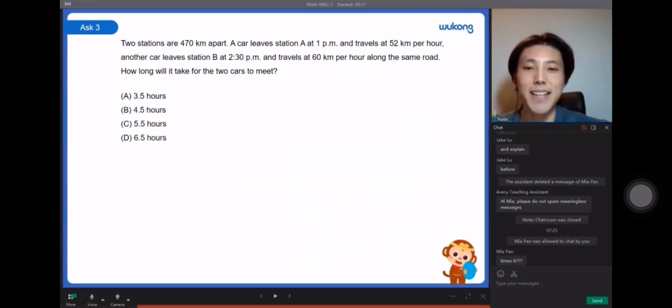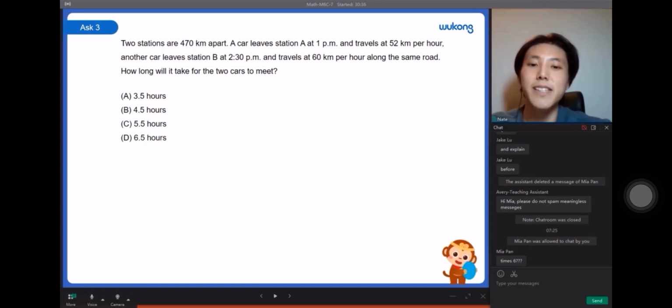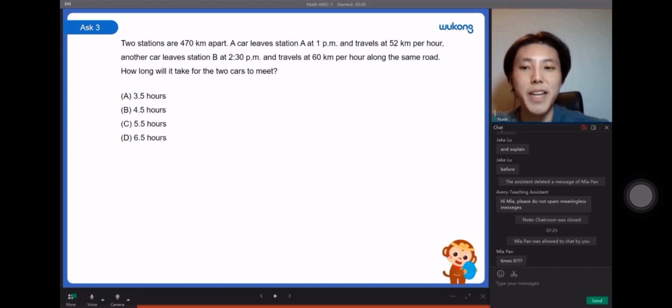Now, two stations are 470 kilometers apart from each other. Car A leaves station A at 1 p.m. and travels at 52 kilometers per hour. Another car leaves station B at 2:30 p.m. and travels at 60 kilometers per hour along the same road. How long will it take for the two cars to meet? Okay, guys, so this question is a little bit different. So A had a head start.